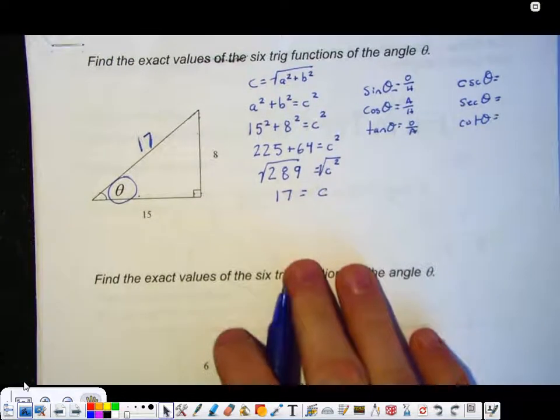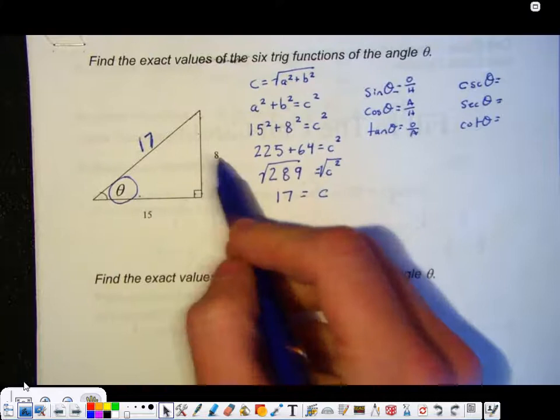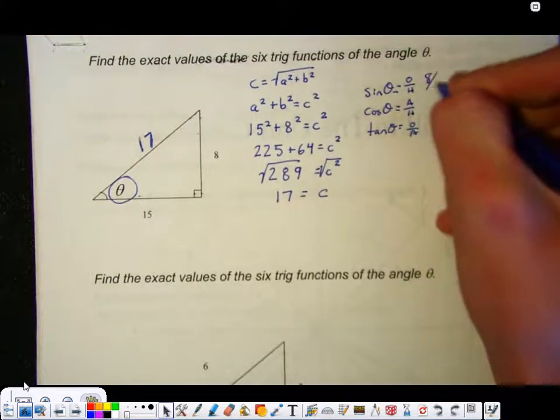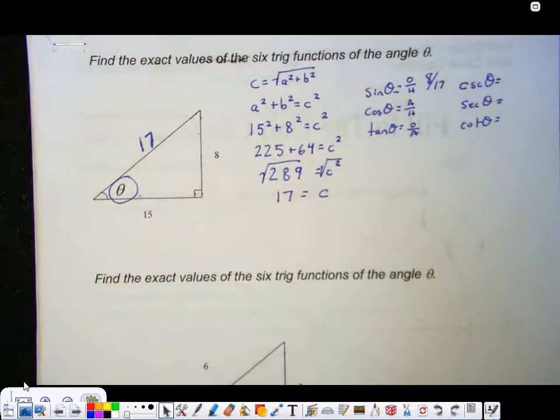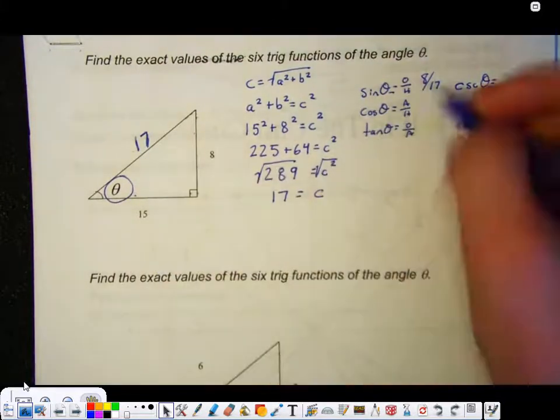Alright, so I'm going to be doing sine. For sine, we have the opposite over the hypotenuse, so that's 8/17. And for cosine, we have adjacent over hypotenuse, so that's 15/17.